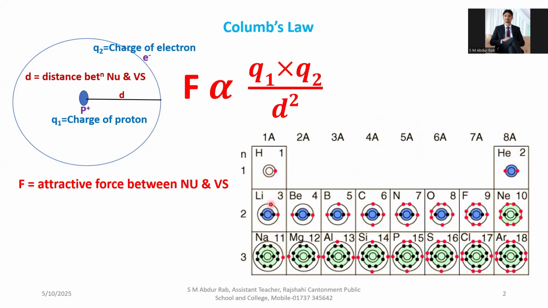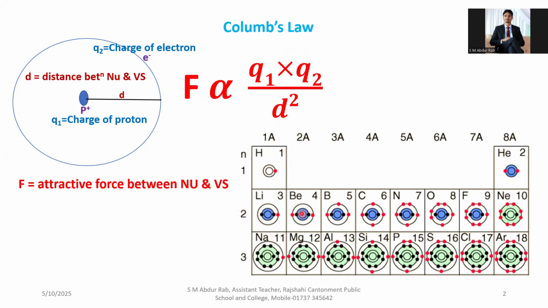But when you move down, one shell is added to the atom. How? Hydrogen has only one shell. From this figure we see that lithium has 2 shells, sodium has 3 shells. So when you move top to bottom in a group, the number of shells increases by 1, but the number of outer shell electrons remains the same. So when you move down in a group, obviously the distance between the nucleus and outer shell increases. That's why the attractive force decreases. This is the relation between Coulomb's law and group.